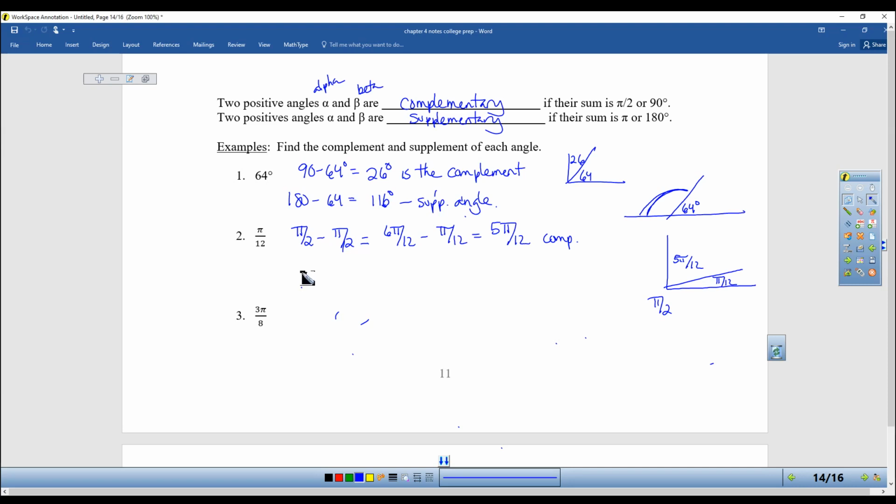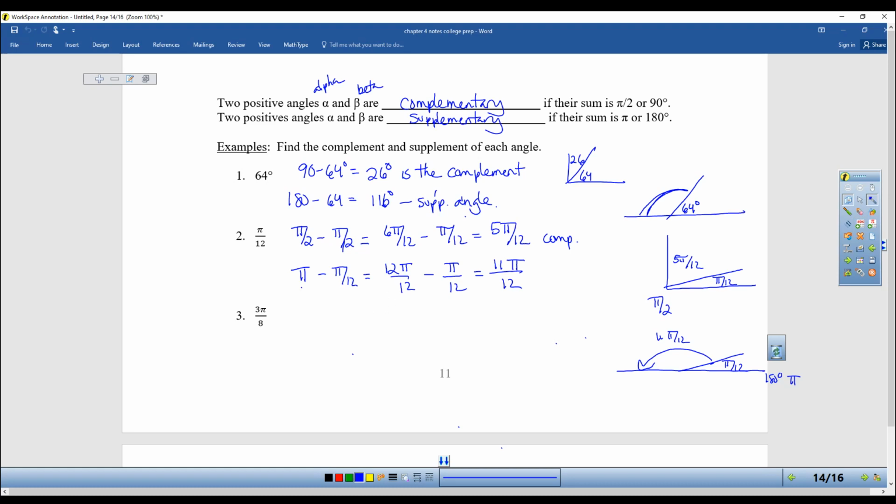For the supplement, it's going to be pi minus pi twelfths. But you do the problem the same way. 12 pi over 12, you need a common denominator. And 12 pi minus pi is equal to 11 pi. So 11 pi twelfths is the supplementary. And again, a supplementary, 180 degrees, or pi. So if you just have pi twelfths, pretty tiny, but then you have the other 11 pi twelfths, that would give you a whole pi, which is what 180 degrees is.